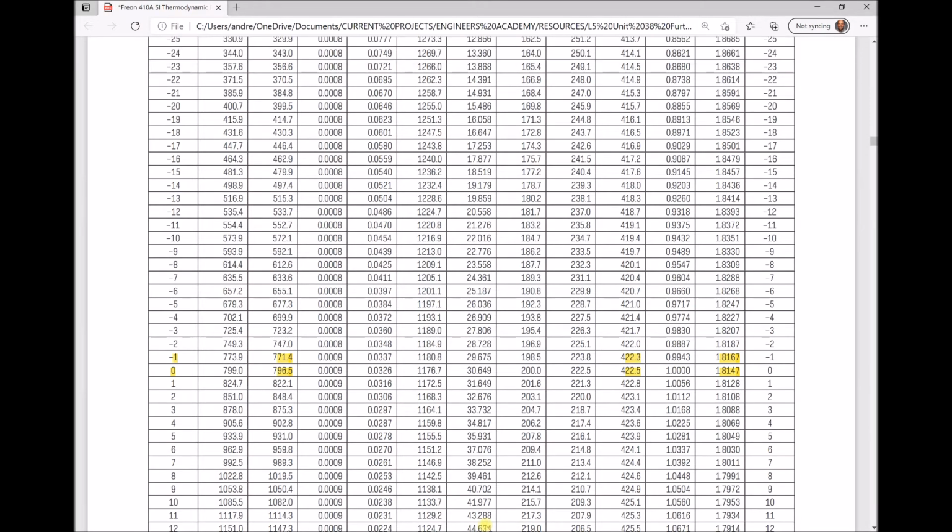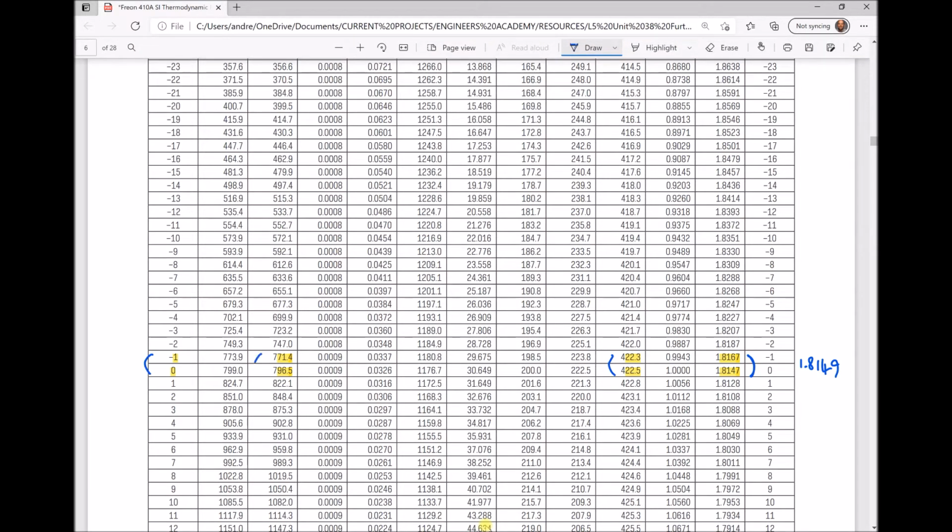Now, when we carry out an interpolation process, we know that we have an entropy between these two values because our entropy is 1.8149. Therefore, our enthalpy value at position 1 is going to sit somewhere between 422.3 and 422.5. Also, our temperature at position 1 is going to sit somewhere between -1 and 0 degrees. And our pressure is going to sit somewhere between 771.4 and 796.5 kilopascals.